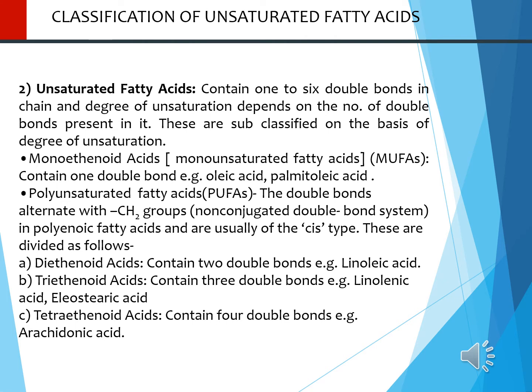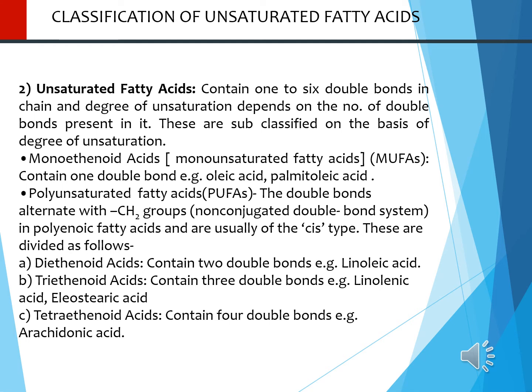Then polyunsaturated fatty acids, or PUFAs. Their double bonds alternate with CH2 groups, which is a non-conjugated double bond system in polyenoic fatty acids, and are usually of the cis type. These are divided as follows.